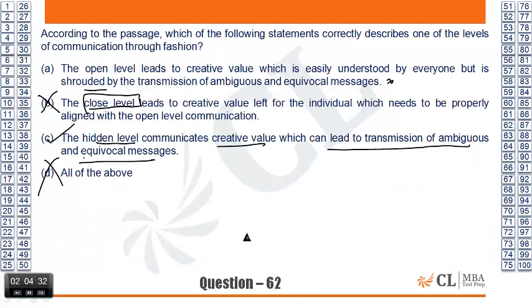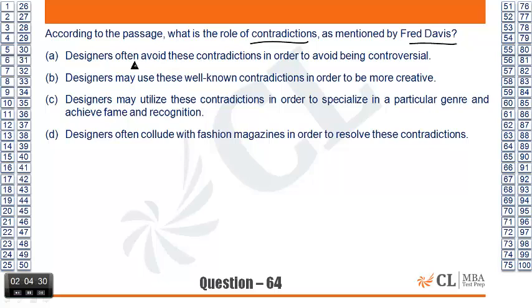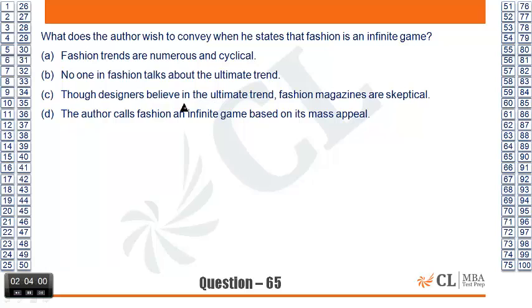Okay. Designers often avoid this contradiction in order to become controversial. Designers may use this well-known contradiction to be more creative. Designers may utilize this contradiction in order to specialize in particular genre and achieve fame and recognition. I don't think anything has been discussed. Design often comes with fashion magazines. Where have we come from? So I think it would be option B, 65.